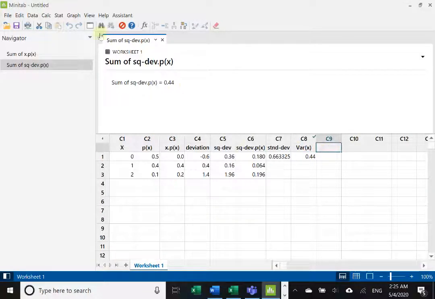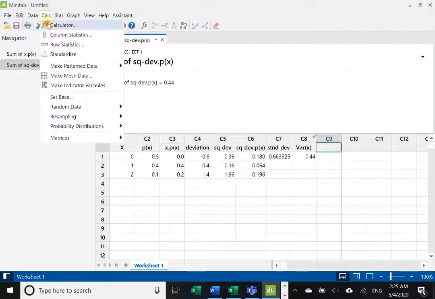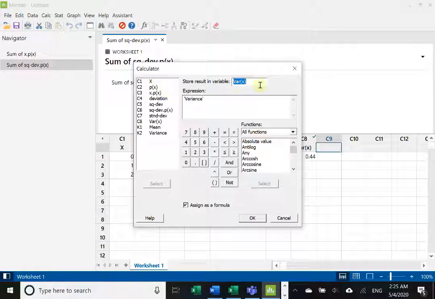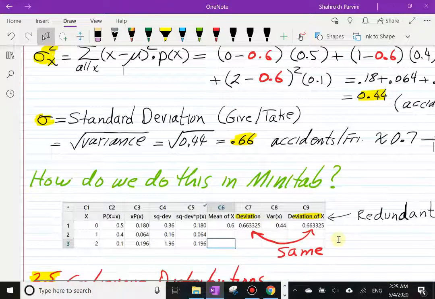Let's put the mean in there also. So I'm going to go calc. Oh, oops, sorry, not column stats. We're going to go calculator, and I'm going to call this mean of X. Hopefully it will like that. If not, it will adjust it. And I have the mean here, right? There you go, mean, assign as a formula. Okay, and there you go. So these are the numbers that we had. Okay, so this is how this is done. So hopefully you can again rewind and watch this as many times as you like. Alrighty, so let's continue on.